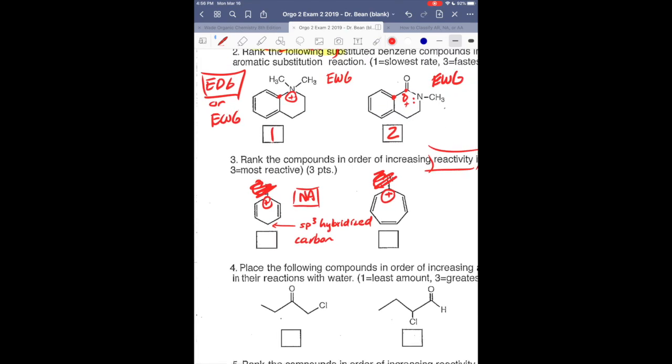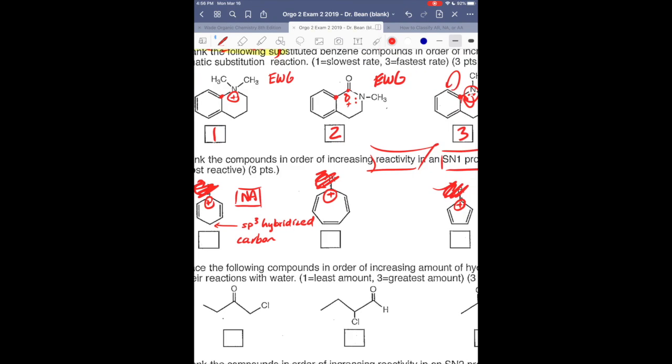Okay, so we know that non-aromatic lies in the middle in terms of stability, but let's look at our other ones and make our decision at the very end. For this one, cyclic, planar, sp2 hybridized atoms, let's count those, right?